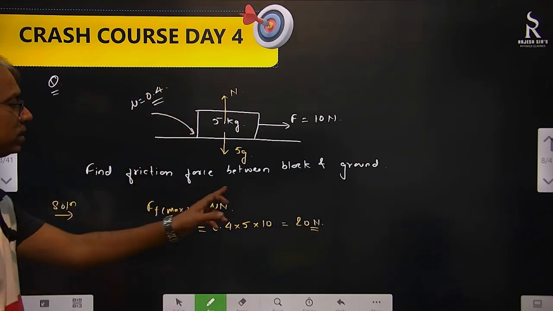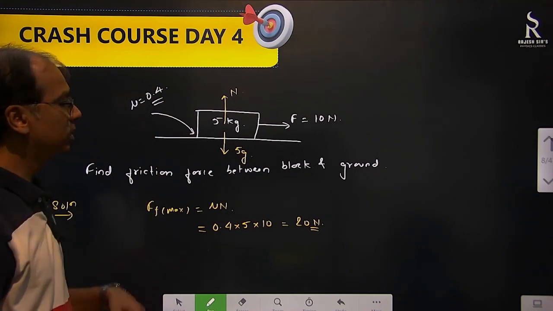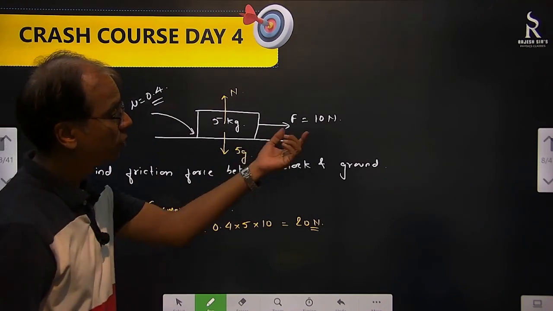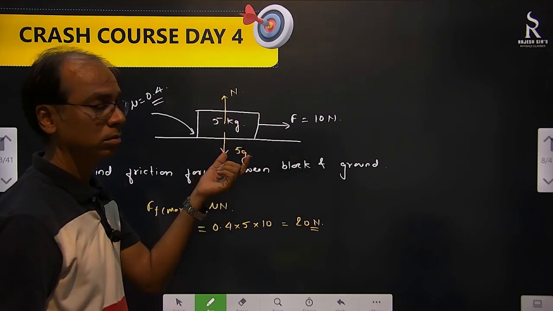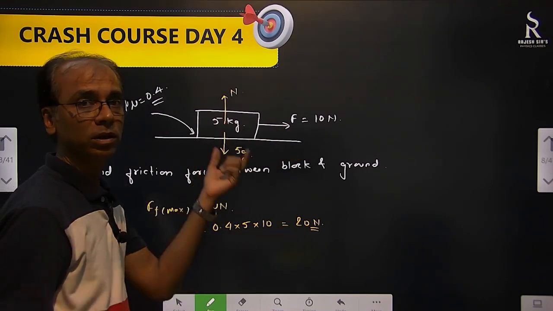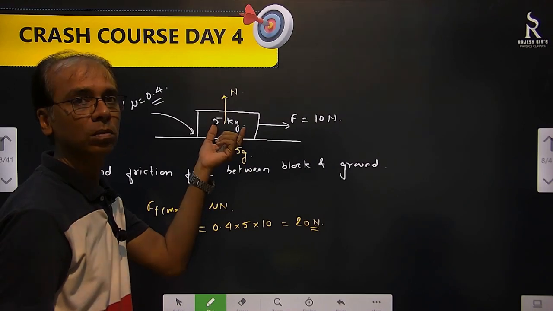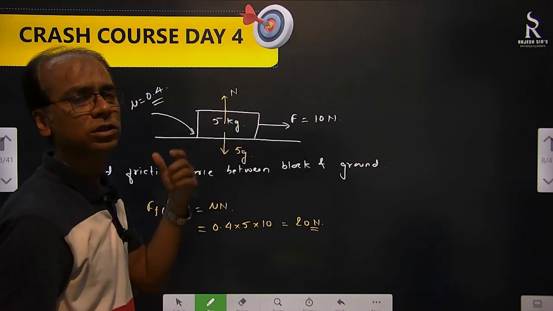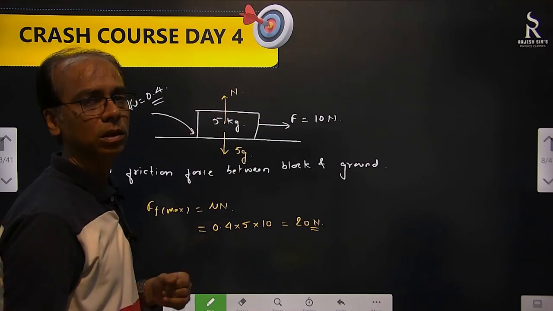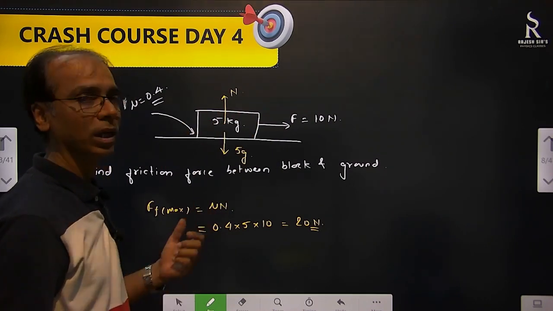Is he asking the maximum value from us? No, he is asking the friction force. So how much force are you applying? 10. Will this block move? Friction force limit is 20. Will this move? The answer is no. Then how much is friction? If you are applying 10, how much force is required to stop this block? 10 only. So friction force will be 10.